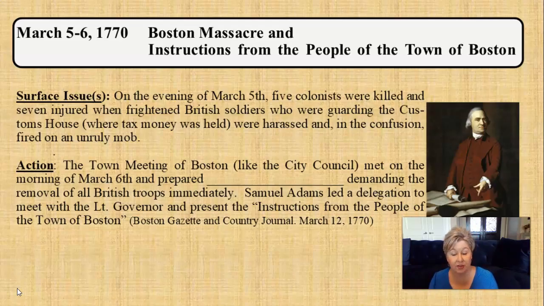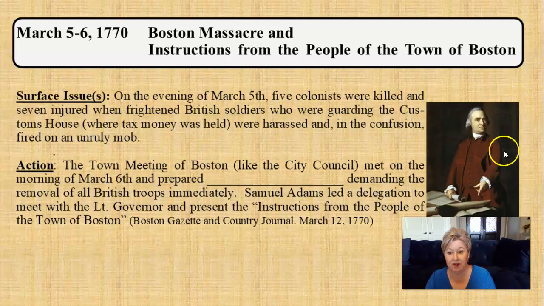So the very next day, there's a town meeting, and that would be like a city council meeting. So the town comes together, and of course, they're hearing all this testimony and hearing about what happened and how to respond. And they come up with the instructions from the people of the town of Boston. That's why I put it right up here. So March 6th, come the instructions from the people of the town of Boston. There's a delegation of men who are sent to address the guy in charge, the lieutenant governor, because the governor wasn't present. So they go to address the lieutenant governor, Hutchinson, and they bring with them the law.